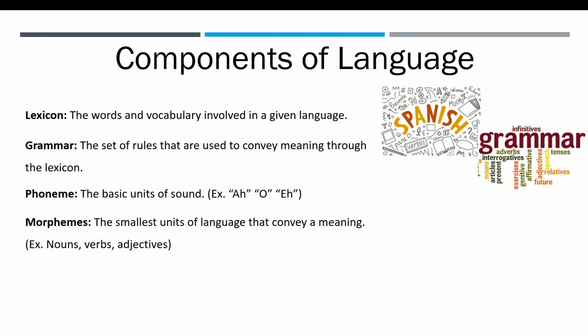And then we have phonemes and morphemes. A phoneme is a basic unit of sound, and a morpheme is the smallest unit of a spoken language. For example, a phoneme is like ah, o, or e, whereas morphemes are more like nouns such as cat, or boy, or run.